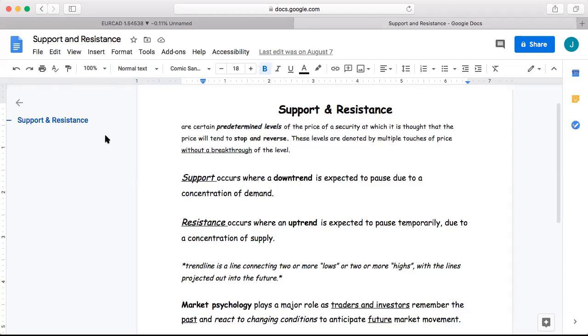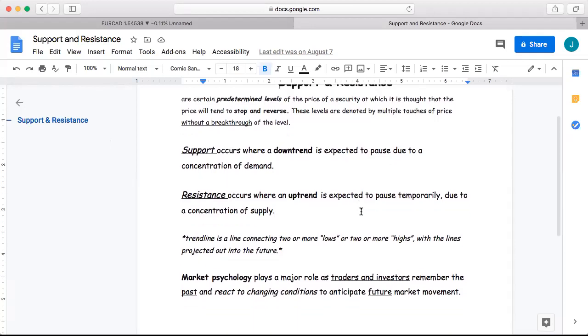Yeah. All right, cool. Support occurs where a downtrend is expected to pause due to a concentration of demand, right? So imagine you poking your finger into a fat man's stomach, and it's boom, it's bouncing back, right? In the market, that's actually called a retest.